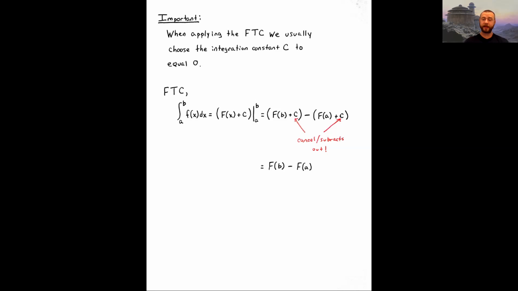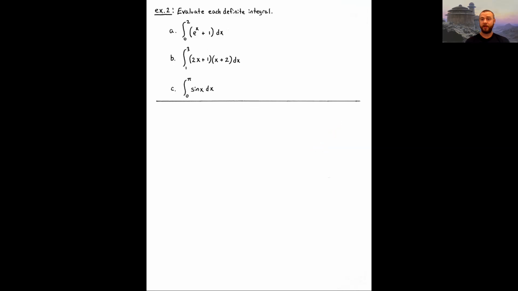All right, let's go ahead and take a look at some other examples. There's really not much to this currently, since we don't really have many tools to find antiderivatives. So here's example 2, 3 parts. Pause the video and give them an attempt. For each of them, almost all of the work is in finding an antiderivative. We'll check in a few minutes.